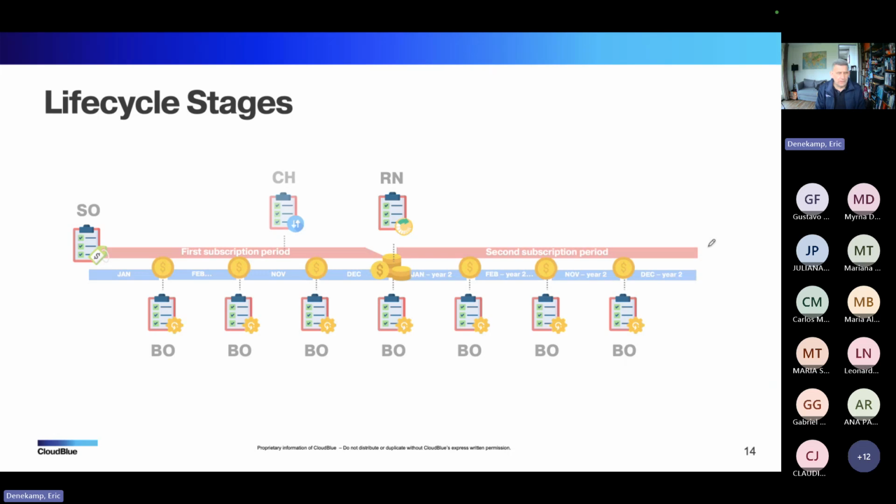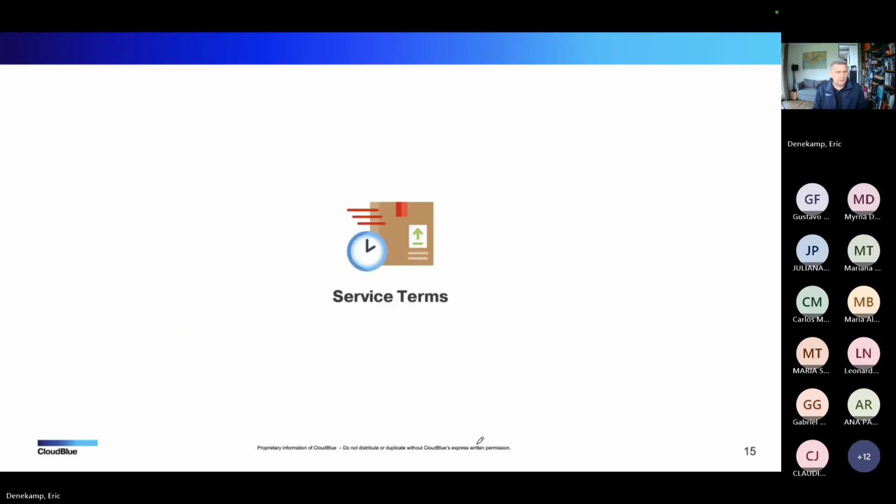Lifecycle stages, we also might have change orders along the way. We discussed that when we discussed orders here. And then we've got service terms. And this is a key thing to understand, because what are service terms? The service term is the definition of how subscriptions are processed and what is processed when they expire mainly.